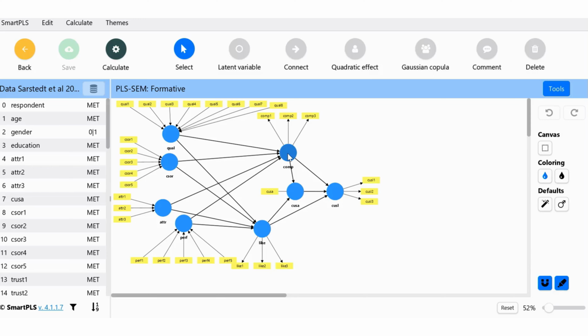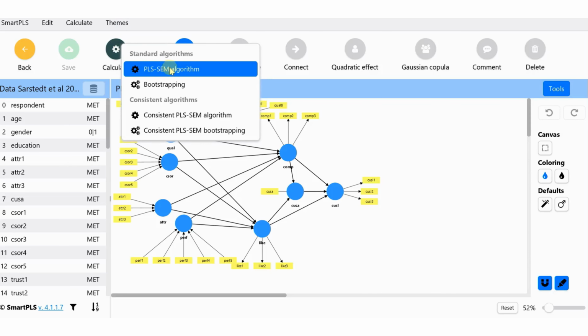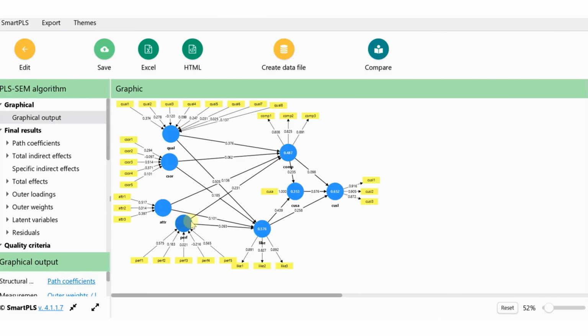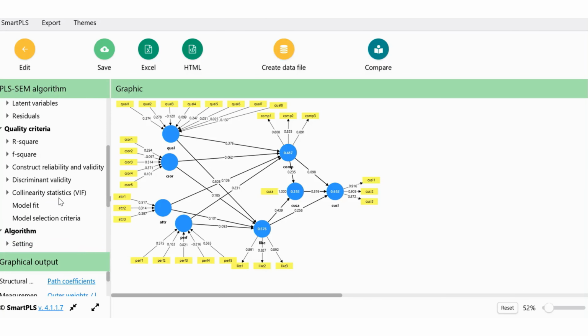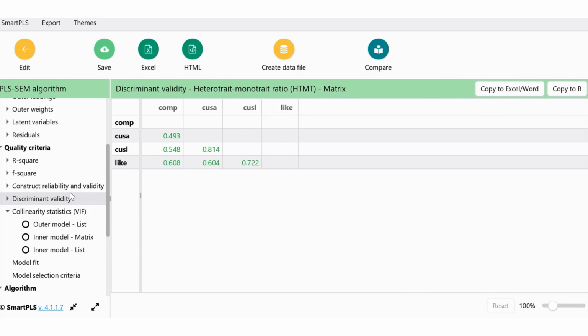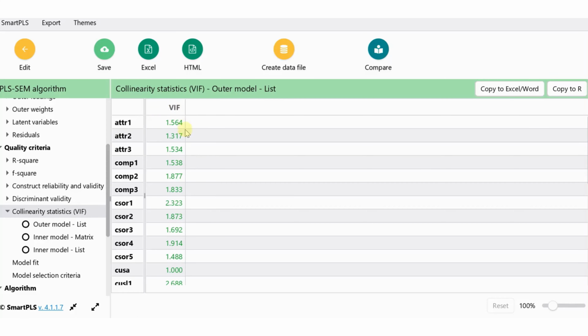Now here, in order to check the collinearity issue, first we run a PLS algorithm, then start calculation. Once the calculation is over, we are going to check the collinearity statistics VIF value. I hope you all remember that there is a flowchart that was shown to you all on how we have to run this collinearity check. Now if you go to the collinearity statistics, we can see the VIF values are in green color, which says that there is no collinearity issue because they are within the threshold value of 3. If it is greater than 5, that means there is a high collinearity issue.